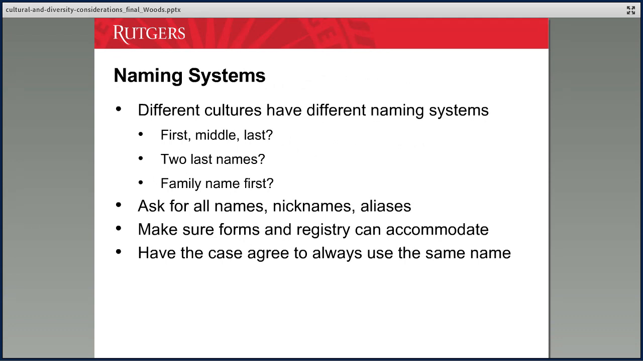We want to look at the naming systems as well. Different cultures have different naming systems. It could be first, middle, last, two last names, family name first. Ask for all names, nicknames, and aliases. Make sure forms and registries can accommodate, and have the case agree to always use the same name.